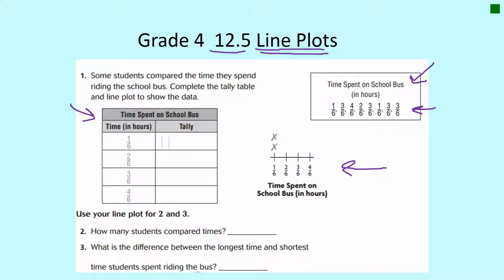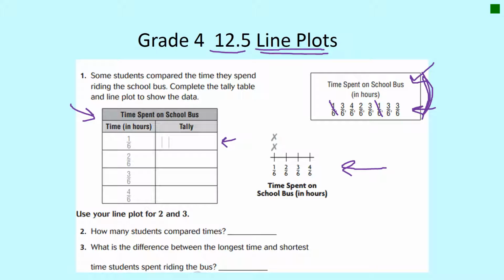Okay, number 1: some students compared the time they spend riding the school bus. Complete the tally table and line plot to show the data. Here is the info we need to look at first. It looks like they helped us out, didn't they? They started off with the 1/6. They have already put 2 tally marks in there for each of the 1/6 hours spent on the school bus.